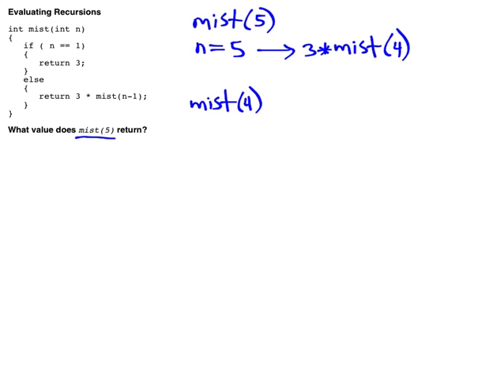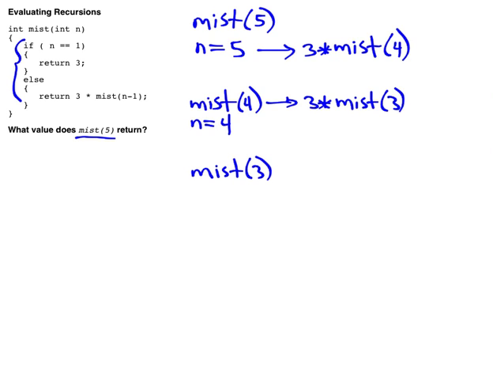In that function call, we understand that n is set equal to 4. We look at the conditional statements, and since it is not equal to 1, we're going to return 3 times mist of n minus 1, which is 3. That gives us a new function call. I'm going to write down the function call. In that call to mist, n is set equal to 3. Since it is not equal to 1, it's going to return 3 times mist of n minus 1, which is 2.